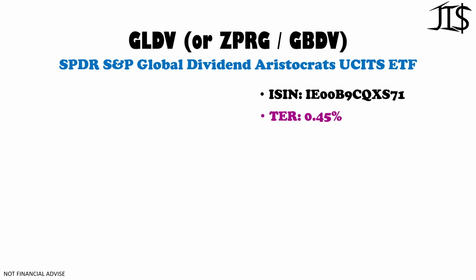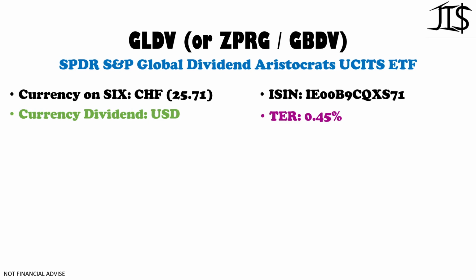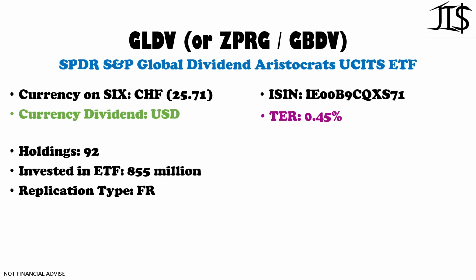It's from the Spider S&P Global Dividend Aristocrats UCITS ETF. So it has a total expense ratio of 0.45%. It's in Swiss francs, so 25.71 Swiss francs right now. And the currency of its dividend is US dollar. It invests in 92 stocks, so 92 companies. There is 855 million invested in it.